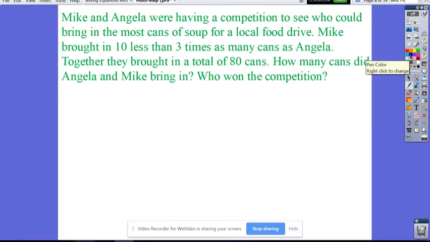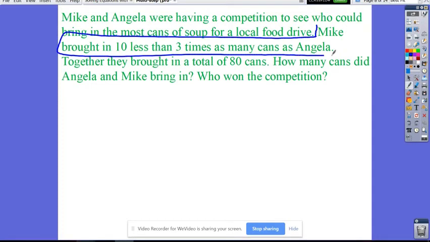So, key sentences right here. Mike brought in 10 less than 3 times whatever Angela is. So Mike is 10 less than 3 times Angela. 10 less than, that flips it, 3 times Angela. Now together they brought in 80, and here's where it gets tricky. That was a tough sentence to understand, but here's where it gets tricky.